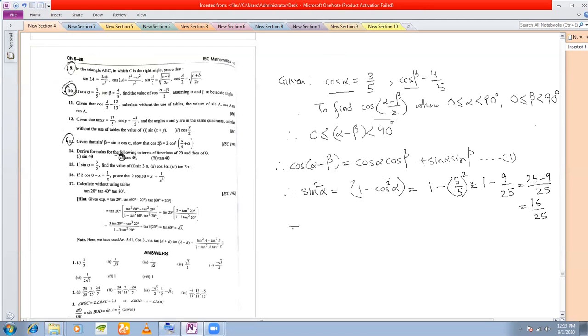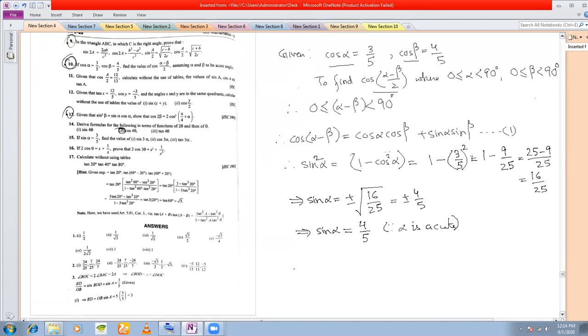So therefore, what is sin alpha? Sin alpha is plus or minus square root of 16 by 25, which is equal to plus or minus 4 by 5. Now the question is, what is the sign of sin alpha? Since alpha is acute, we'll take the positive value. Similarly, we'll find out the value of sin beta.